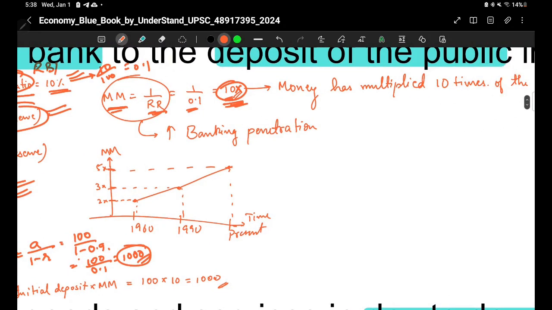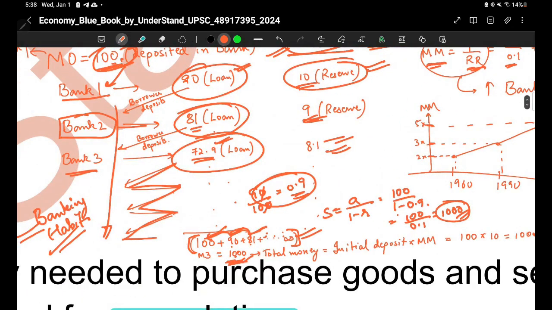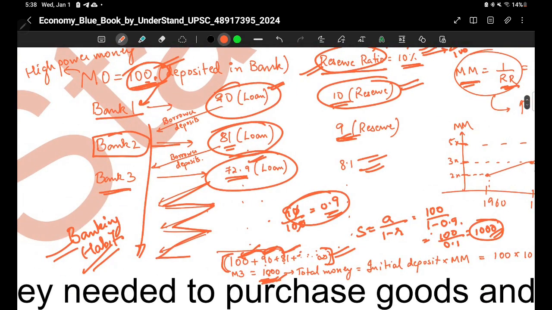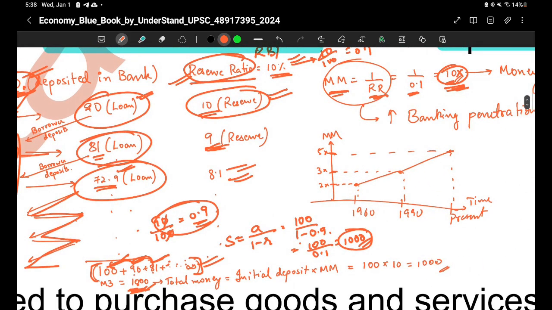This is only possible because of the banking habit of the people. Remember, people have borrowed it, deposited, borrowed it, deposited. Because of this only, it has increased. But in real life, people will not deposit like this, right? Banking habit is less. People will hold money in their hand.